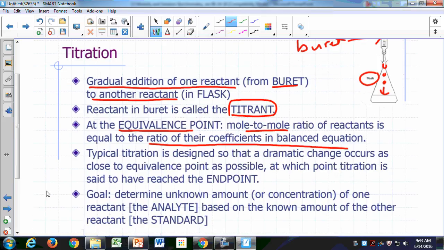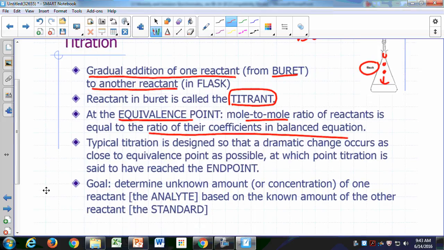We typically design a titration so that, since we're looking for the equivalence point, we want something dramatic to occur, a dramatic change to occur as close to the equivalence point as possible. We can't get it exactly at the equivalence point, but we design our titration experiment so that something happens dramatically as close as possible to the equivalence point. So that point in the titration is what we would call the endpoint.